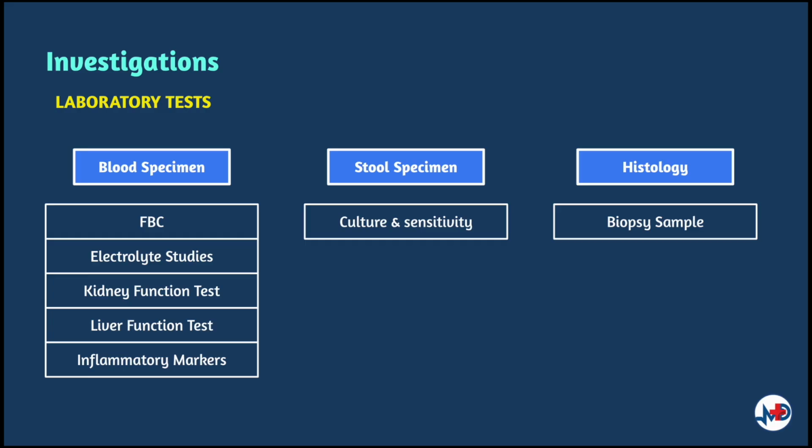Liver function tests are performed to screen for bile duct involvement, especially in primary sclerosing cholangitis, and inflammatory markers such as erythrocyte sedimentation rate or C-reactive protein. Stool culture and Clostridium difficile stool assay is done to rule out infectious colitis.